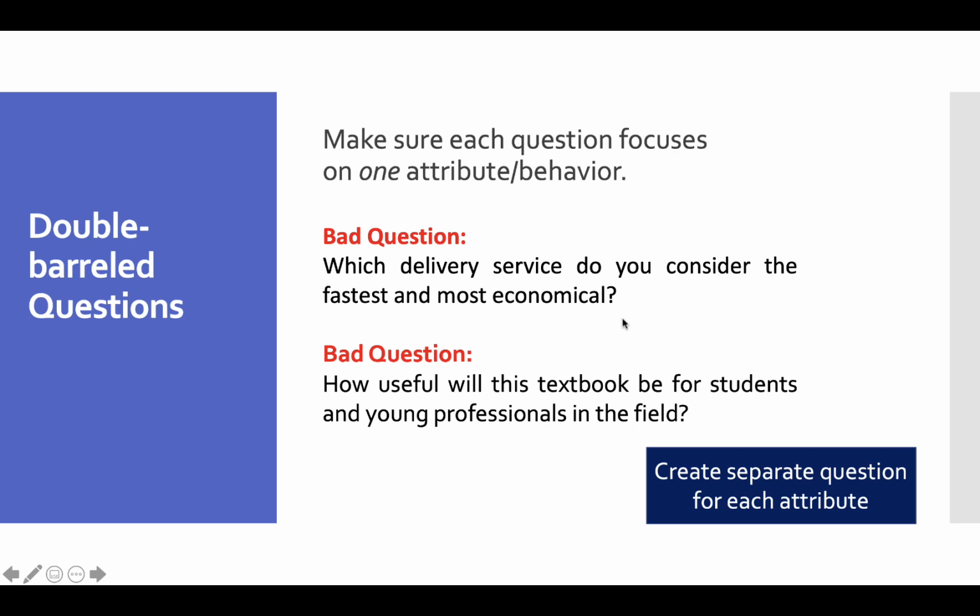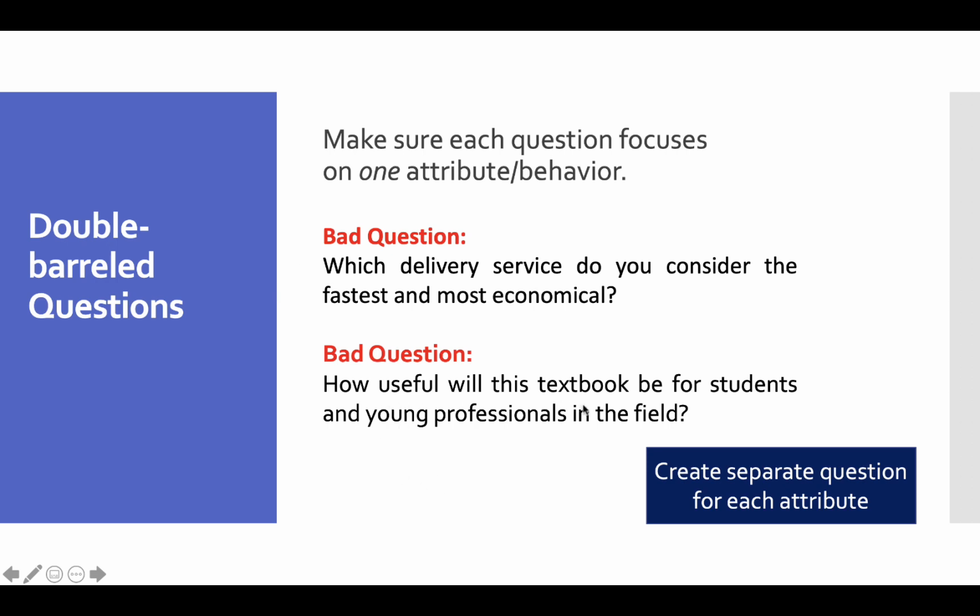Think about getting food from a company like DoorDash, and it says right on there, you can get this in 20 minutes or less delivered to your home. That might be great if I have a bunch of people here and I've got a party and I can't wait. But most economical? Obviously, if they're going to make me pay more, these are two very different things. So what I would do in this case is split them into two questions. Which delivery service do you consider the fastest? Which delivery service do you consider most economical? I don't know which one to choose in this case.